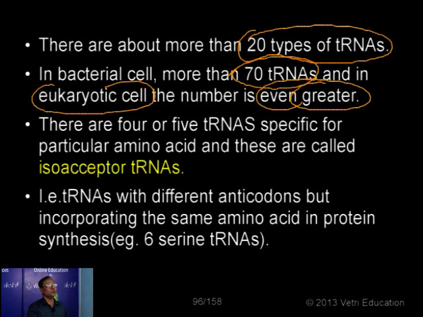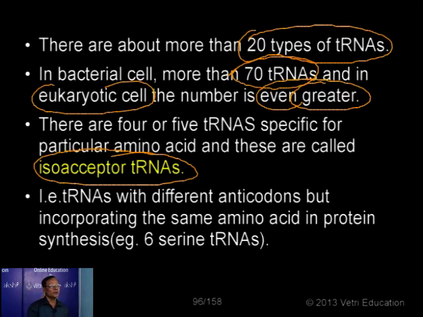From this one can know there is more than one tRNA for an amino acid. In some cases, the tRNA is specific for only one amino acid, but in some cases there are four or five tRNAs specific for a particular amino acid. These tRNAs have different anticodons, but each can attach only one type of amino acid and incorporate that amino acid during protein synthesis. Such tRNAs, two or three or four or more, specific for one amino acid, are called isoacceptor tRNAs. For example, suppose we have 5 tRNAs with different anticodons, but all are responsible for incorporating a specific amino acid during protein synthesis.